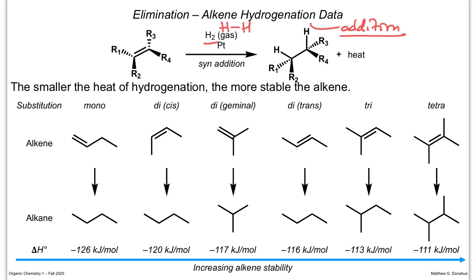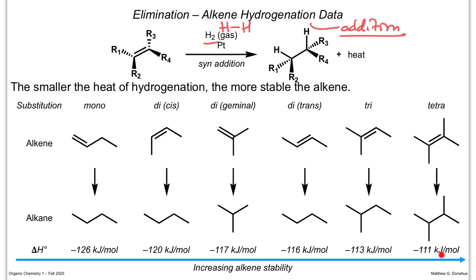So when you take those alkenes, you add hydrogen to hydrogenate it, then you measure the heat that's given off. So this is what's measured. We see this stability trend. The mono is giving off negative 126 kilojoules per mole. And the tetra is giving off negative 111.